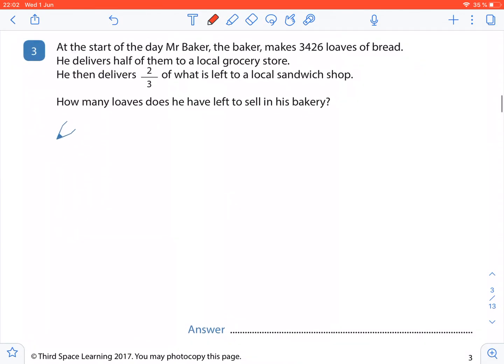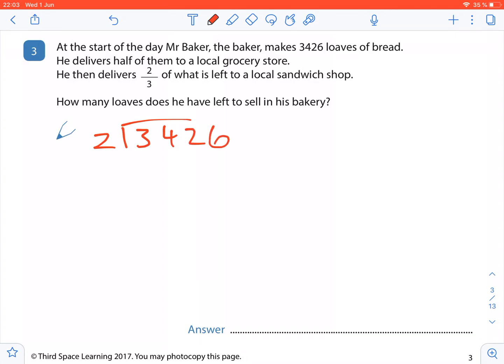Okay. Number 3, at the start of the day, Mr. Baker the baker, of course, what else could he be? Makes 3,426 loaves of bread. He delivers half of them to a local grocery store. So, okay, so let's do this quickly. So half, so we're going to divide it by 2.